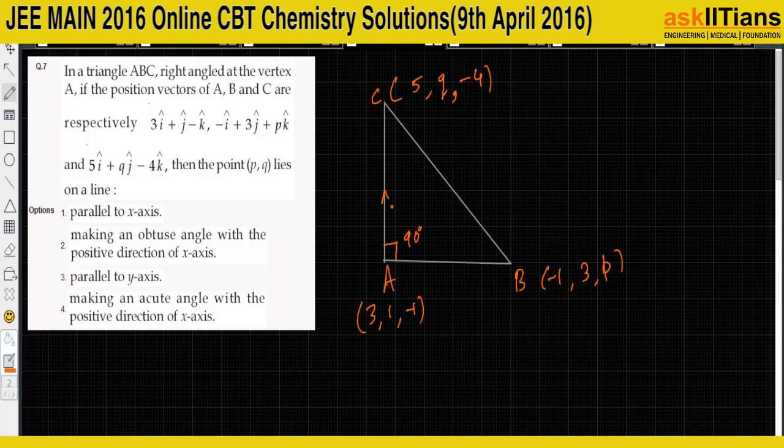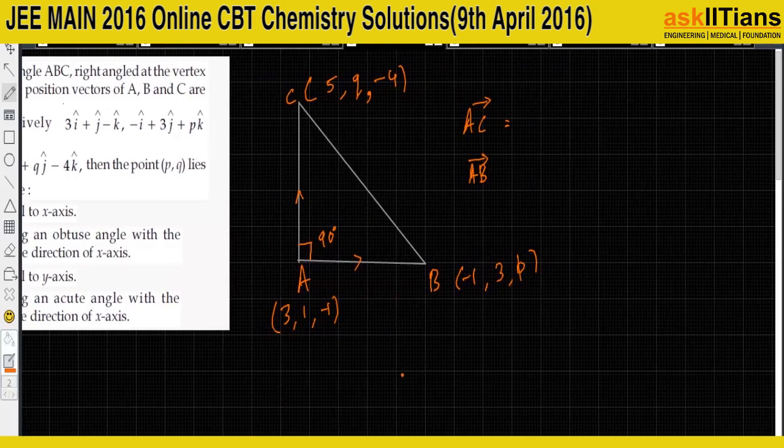So basically vector AC and vector AB are perpendicular to each other. So let me find these two vectors and apply the condition for perpendicular. If two vectors are perpendicular, the dot product will be 0, right? So first of all, let me find the AC vector. AC vector will be (2, Q-1, -3). AB vector will be (-4, 2, -1-P).